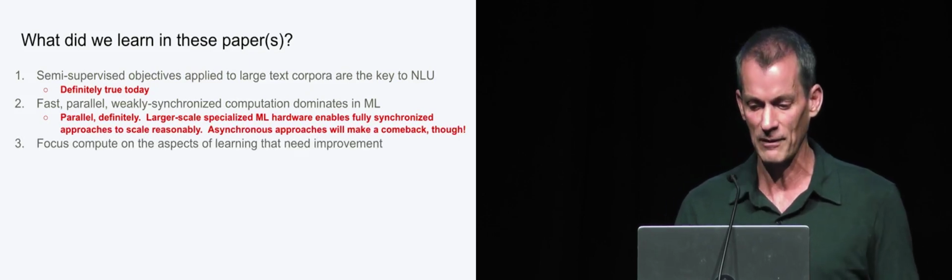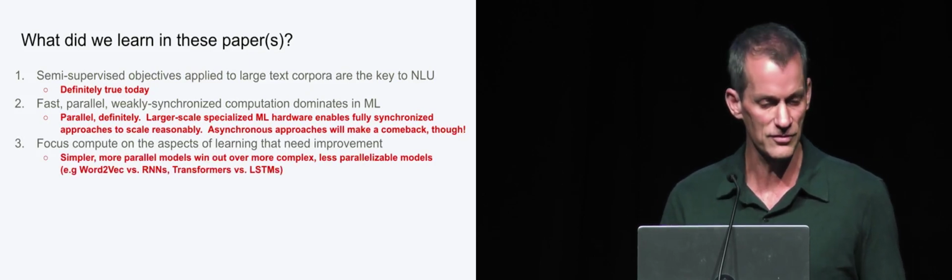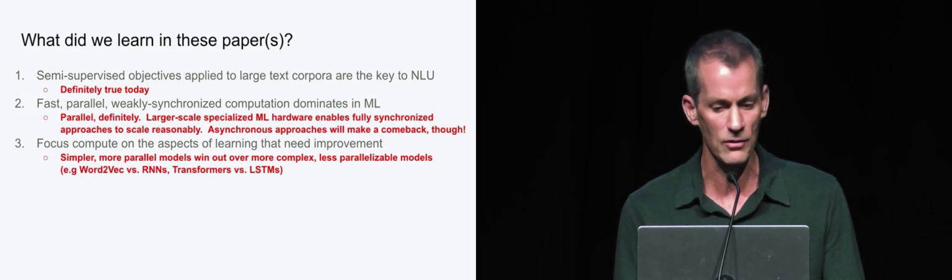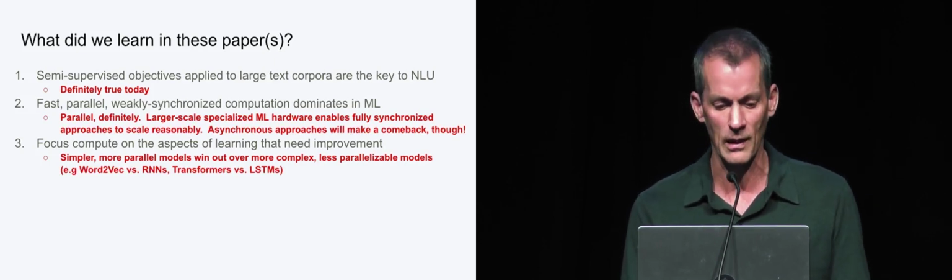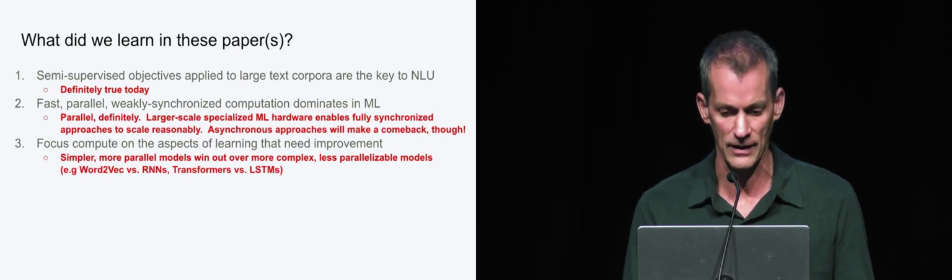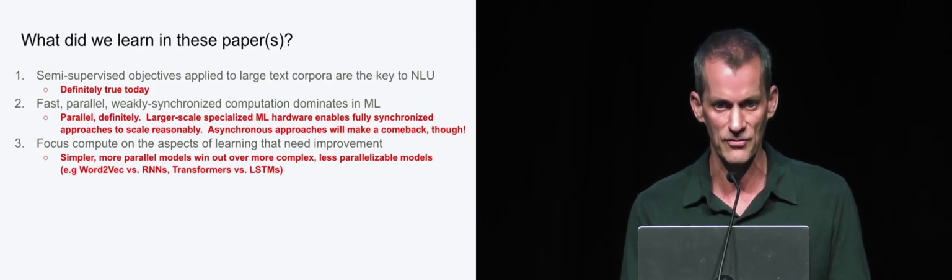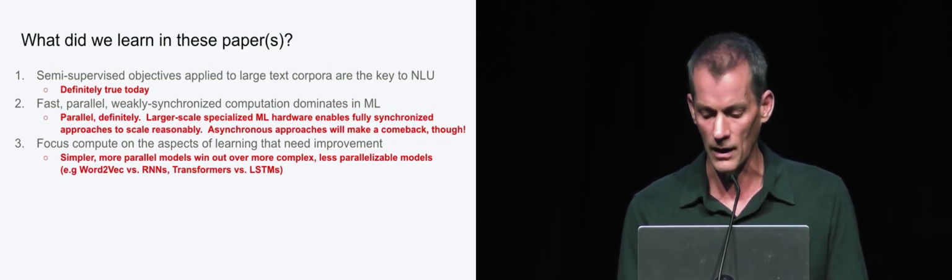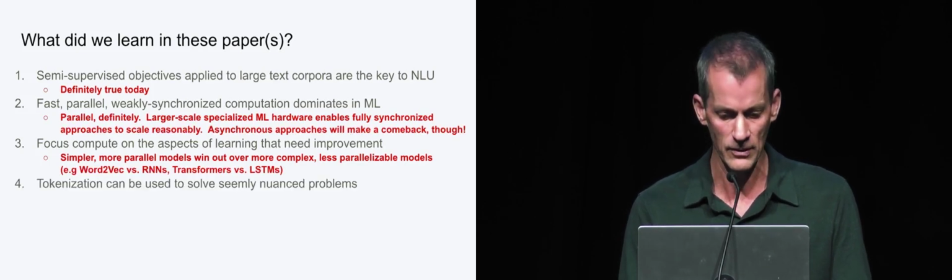Focus compute on the aspects of learning that need improvement. Yeah, simpler, more parallel methods win out over more complex, less parallelizable models, word2vec versus RNNs, transformers versus LSTMs. I think this is a good lesson as we're thinking about future improvements to these things.